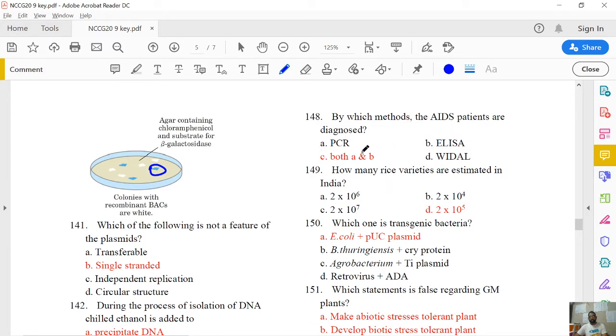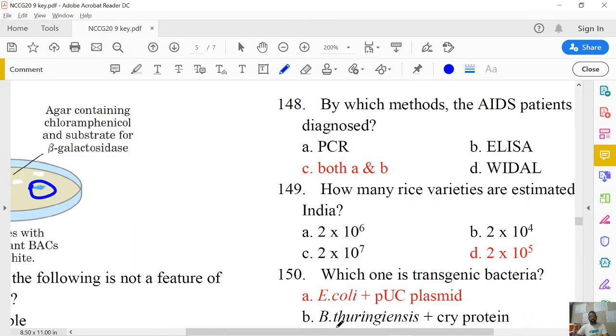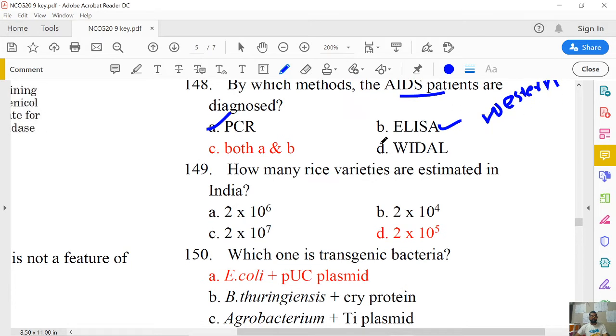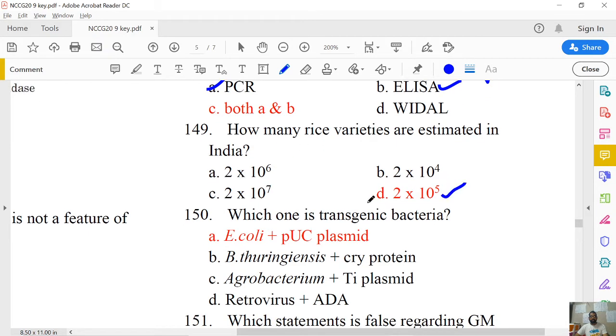By which method are AIDS patients diagnosed? For the diagnosis of AIDS, HIV, we can use either PCR for the detection of the HIV genetic material by amplifying it, or ELISA, enzyme linked immunosorbent assay, or even Western blotting can be used. These are all the diagnostic techniques for the detection of AIDS. How many rice varieties are estimated in India? Totally 2 lakh varieties.